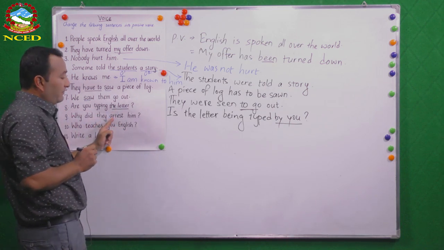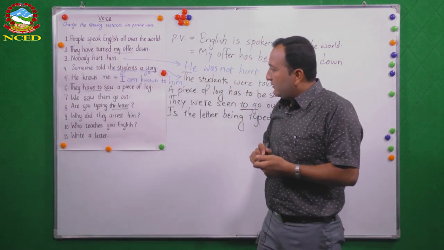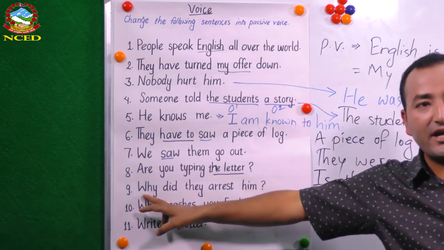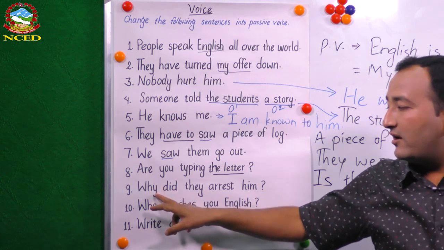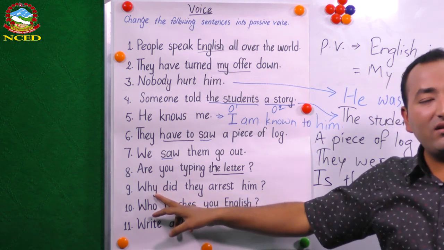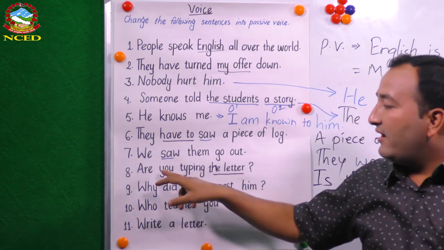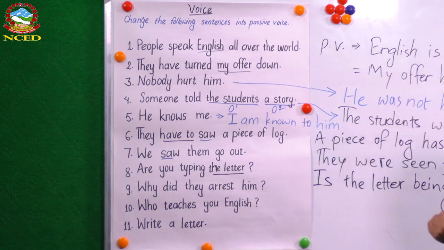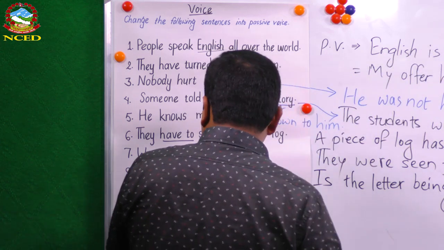Why did they arrest him? You might have noticed the difference between question number 8 and 9. Question number 8 is a yes/no question. Question number 9 is a WH question. But it makes no difference: if there is a WH word, begin the sentence with the same word, but the remaining process will be like in question number 8. It is like a yes/no question.